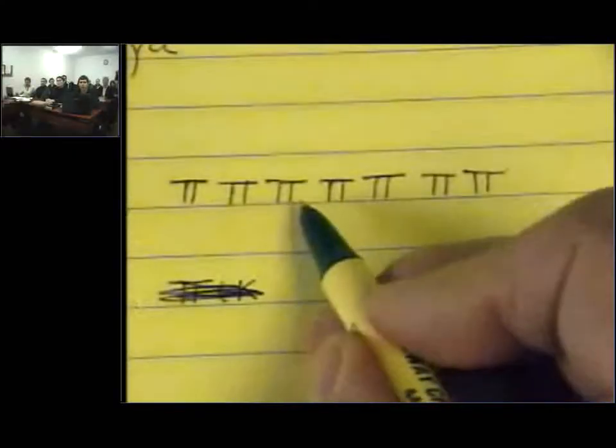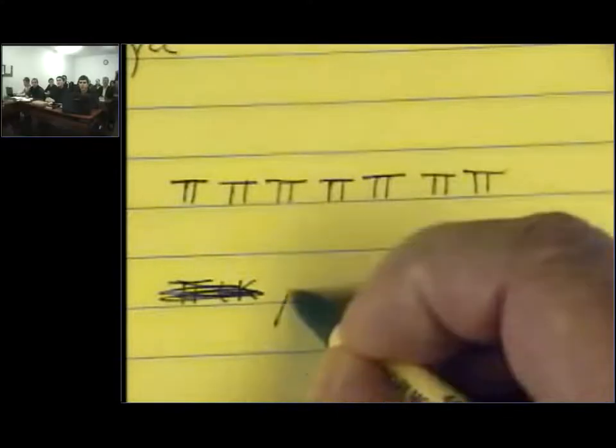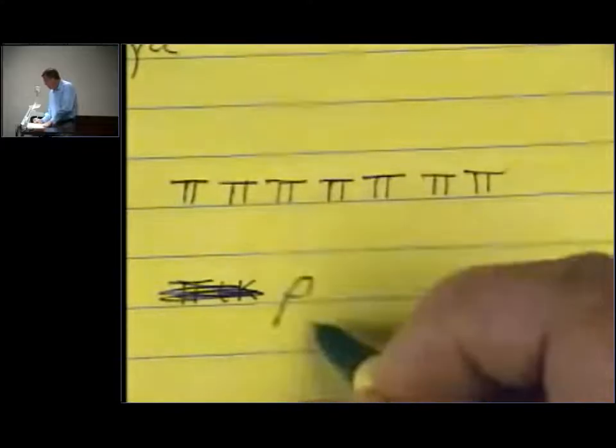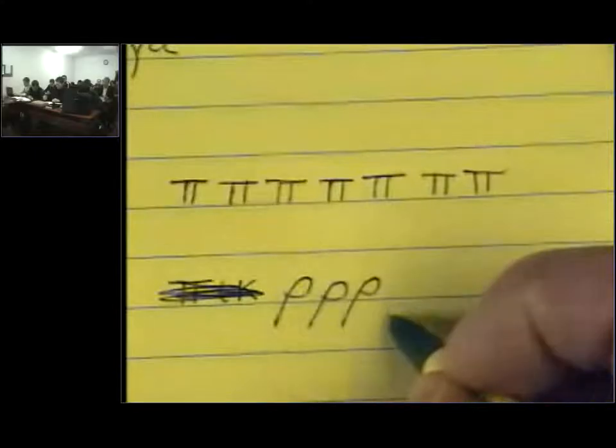Okay, so we have P. And then down below the line and up we have Ro. R. Ro.